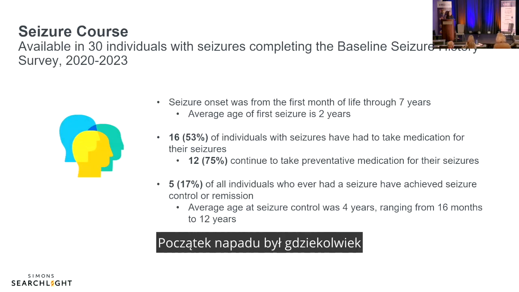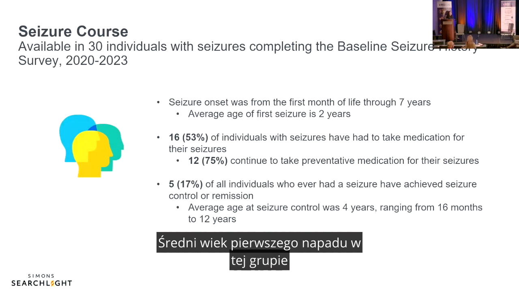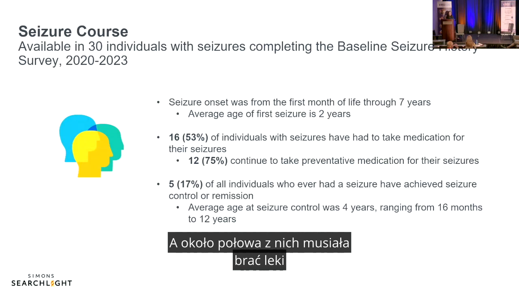seizure, the seizure onset was anywhere from the first month of life to 7 years of age. The average age of first seizure in this group was 2 years of age. And about half of them ended up having to take medication to control their seizures. And about 3/4 still do continue to take medication for their seizures.